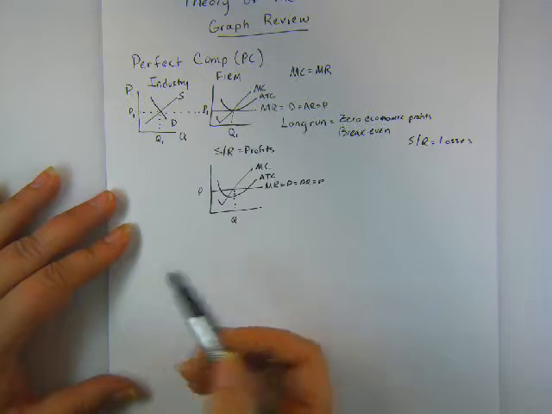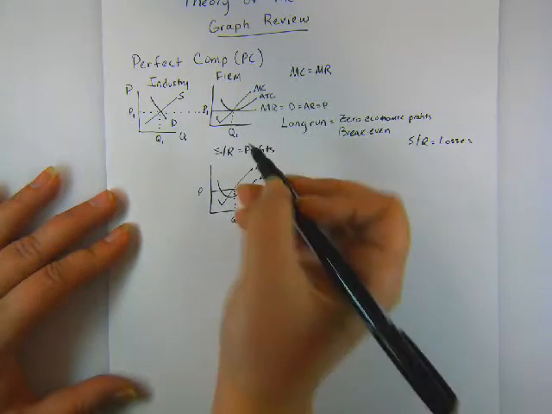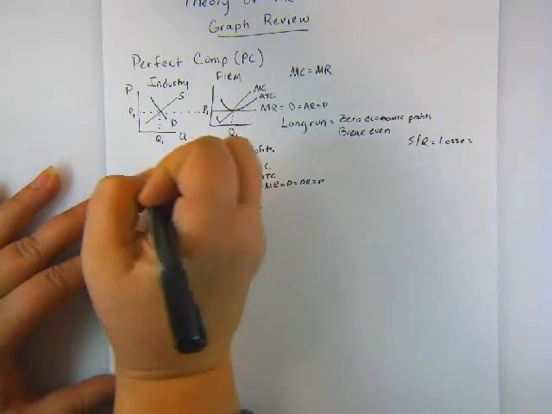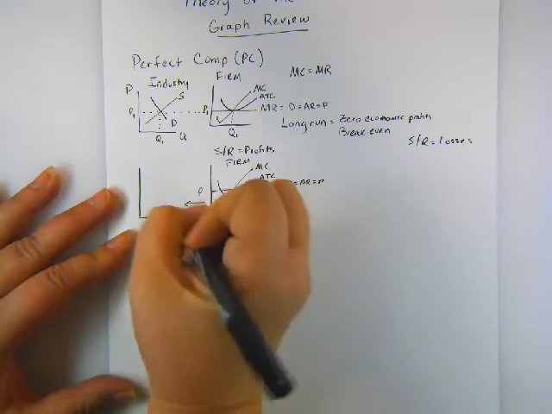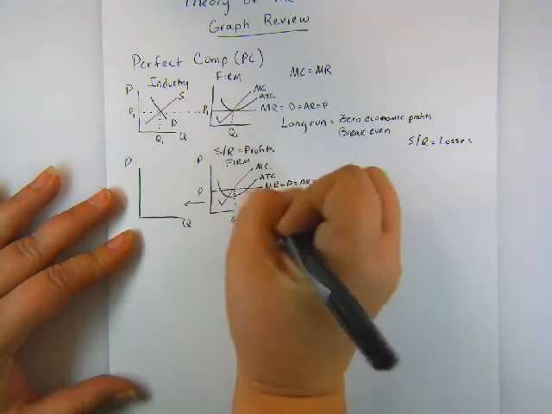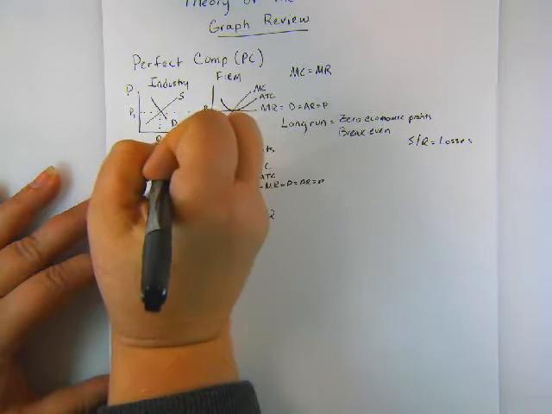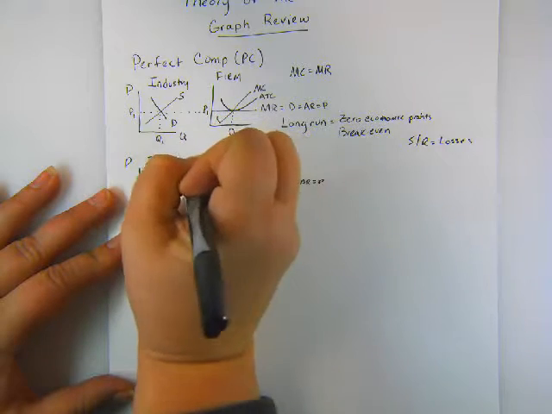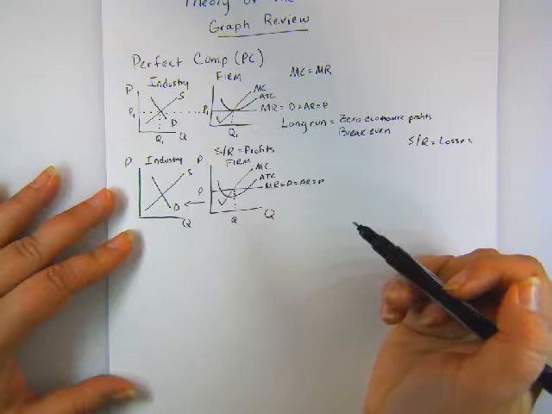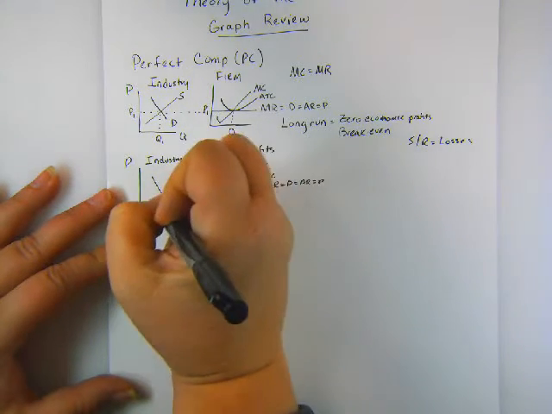In the long run, what will happen is, as we see individual firms making money, more firms are going to join this market. Over in the industry or in the market graph, if more firms join the market, what will happen to supply? Supply is going to increase.